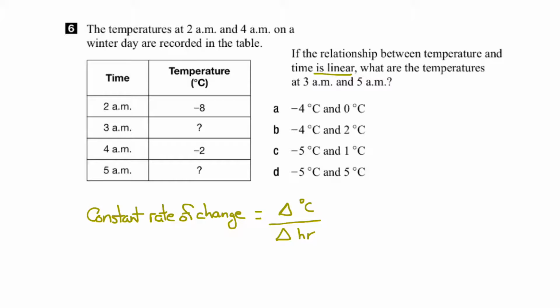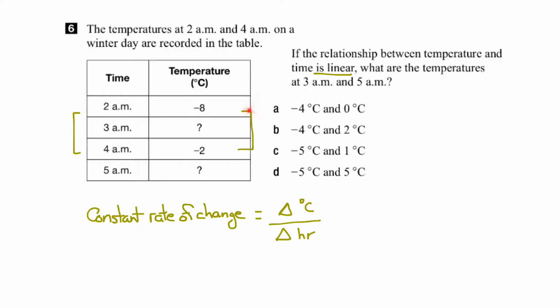So a constant rate of change in a linear relationship means you can pick any 2 points, say these two here, or these two here, and the rate of change would be the same. So I'm going to choose this point here and this point here because I have values for both temperature and time in that case.